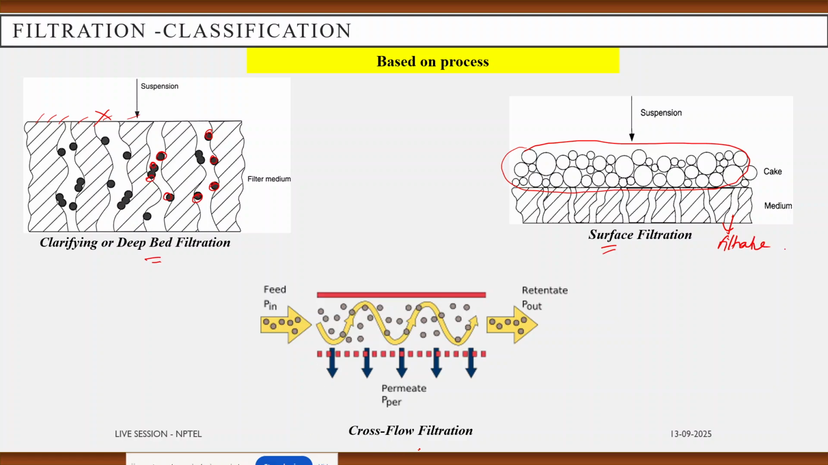Whereas in the case of cross flow filtration, the feed is flowing tangentially. It is not flowing vertically. It is flowing tangentially or parallel to the bed, and only the retentate goes out, and only the permeate or the filtrate passes through at the bottom of the filter media.